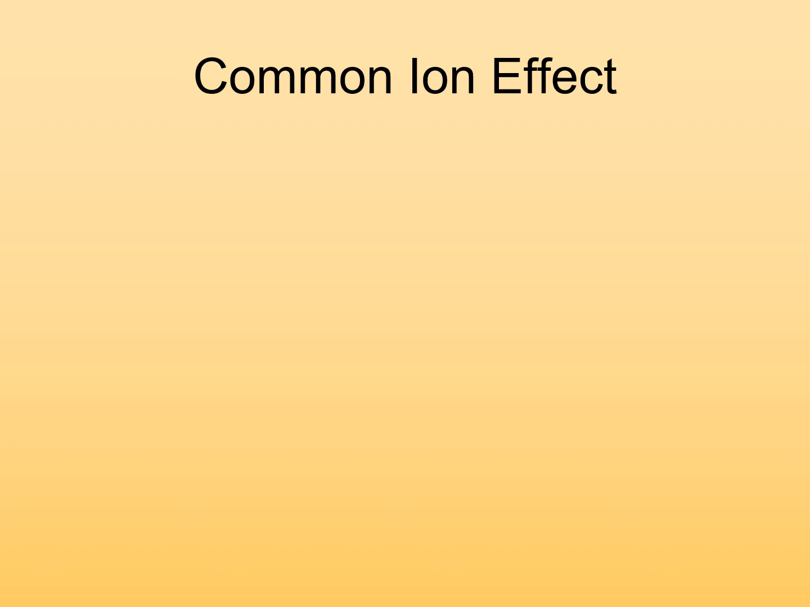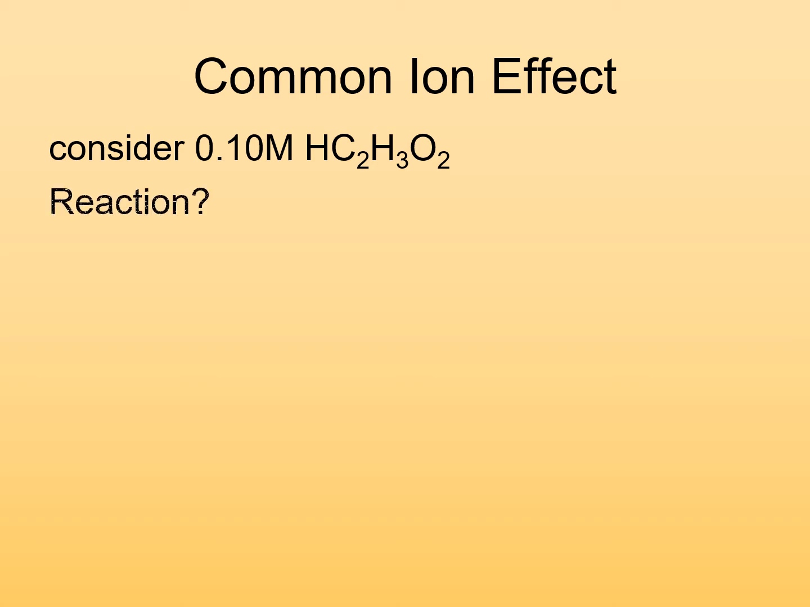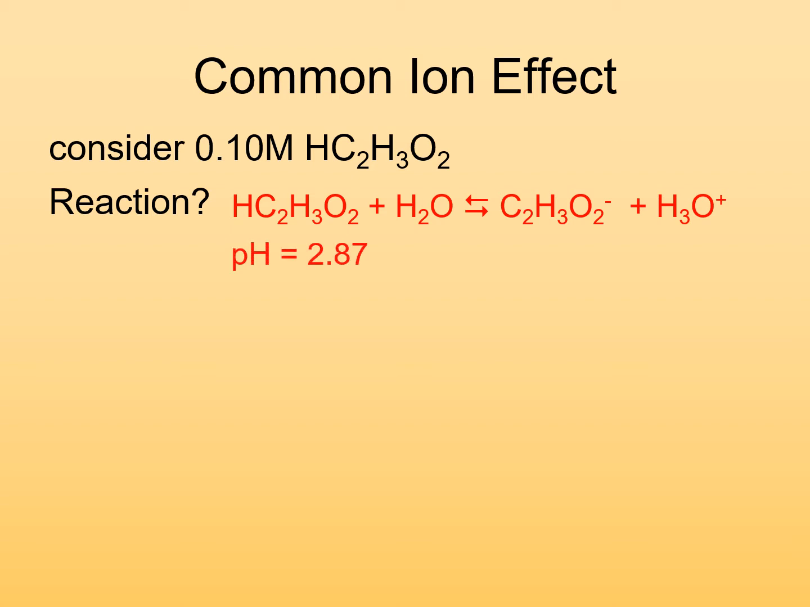Hey guys, in this video we're going to look at how pH and equilibrium are affected whenever you have a situation where you have a common ion. So consider that we have 0.10 molar acetic acid. The base reaction is acetic acid and water at equilibrium with acetate ions and hydronium ions, which would generally have a pH of around 2.87.